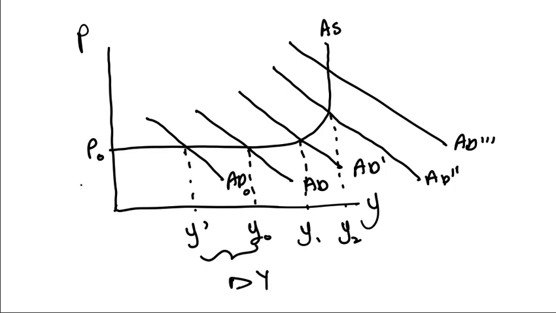Now, given that the price is flexible, the total change in income will be by the full amount of the government spending multiplier or fiscal multiplier when dP is equal to 0, isn't it?